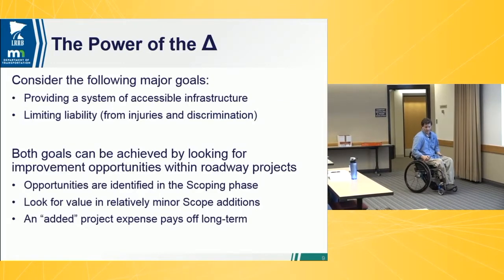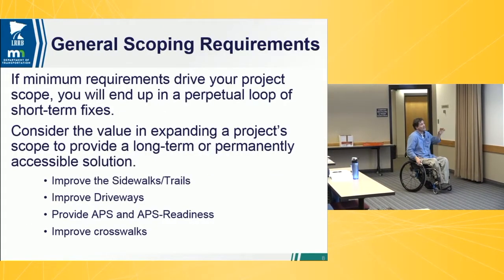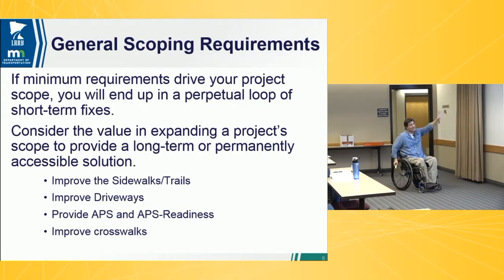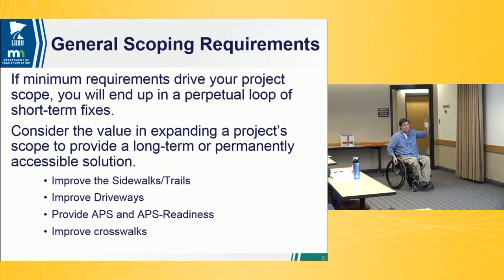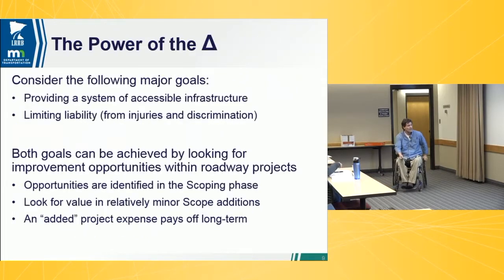So we're talking if minimum requirements drive your project scope, you'll end up in this short-term perpetual loop of short-term fixes. So we're talking about considering the value and expanding a project scope to provide that long-term type fix, and we're talking sidewalks, driveways, trails, crosswalks, and whatnot. So we're also looking at our following two major goals. A, it's providing a system of accessible infrastructure, and B, it's limiting liability from injuries and tort claims.